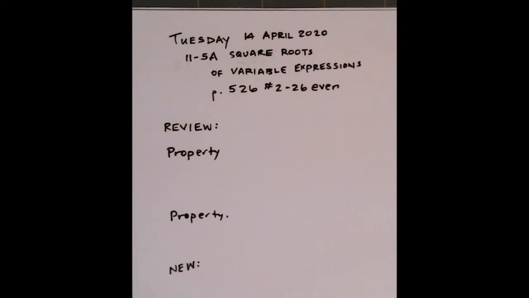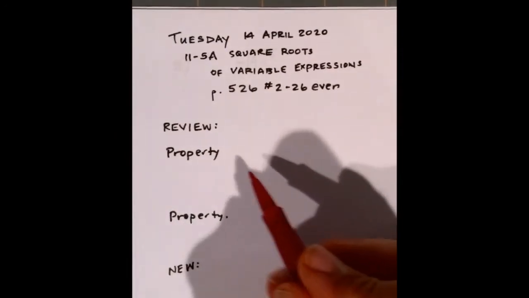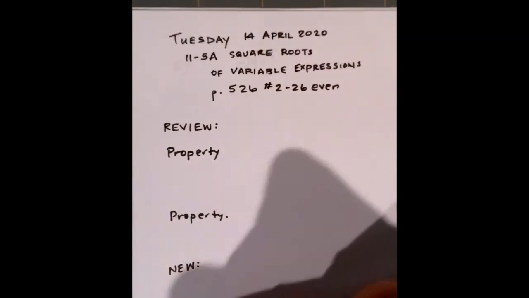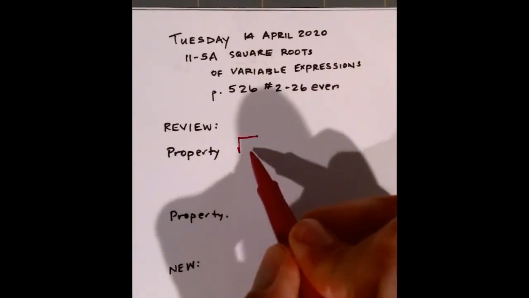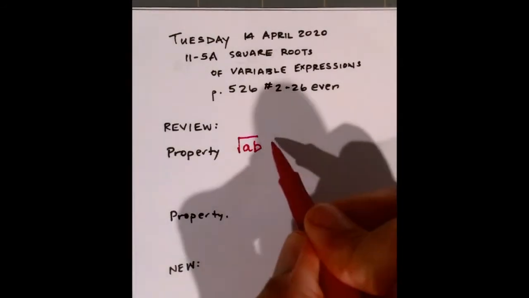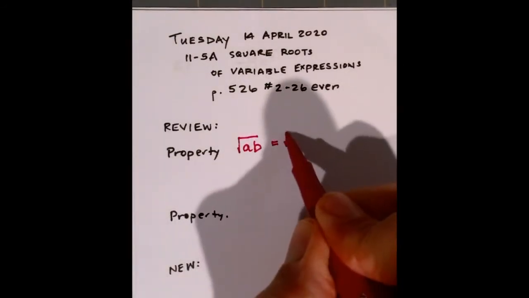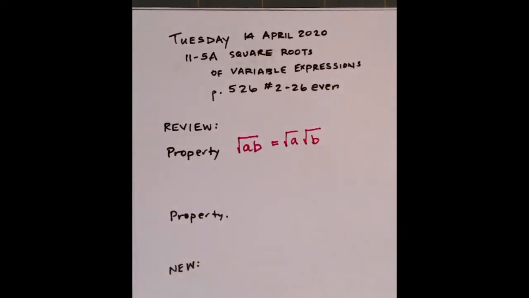All right, you guys. I was really thinking about this lesson, and really all of chapter 11 comes down to two properties, or three with the one we know today. The first property is, if I have root AB, that's equal to root A times root B. We learned that one first.